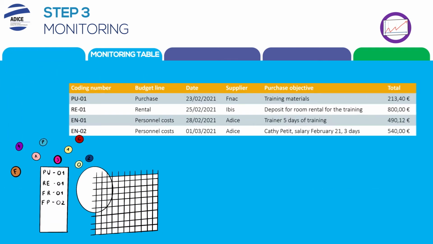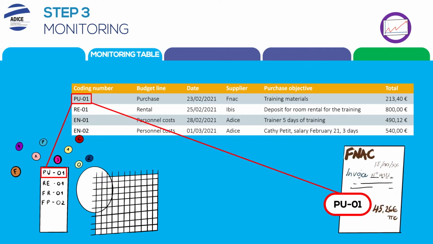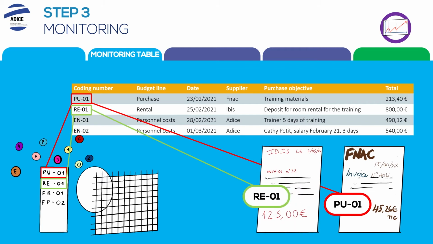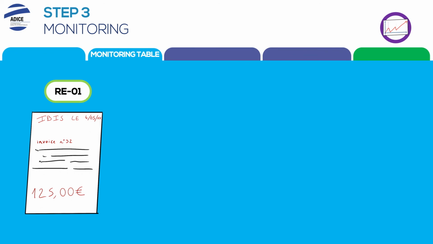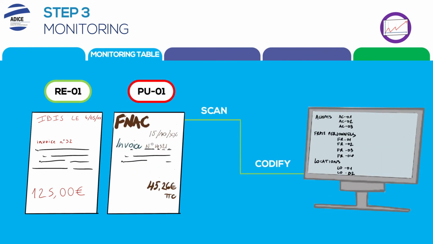Once the expenses have been entered, give a reference code for each expense, for example, PU01 for the purchase of training materials and RE01 for the room hire invoice. Scan each invoice with the payment receipt and rename it with the reference code.